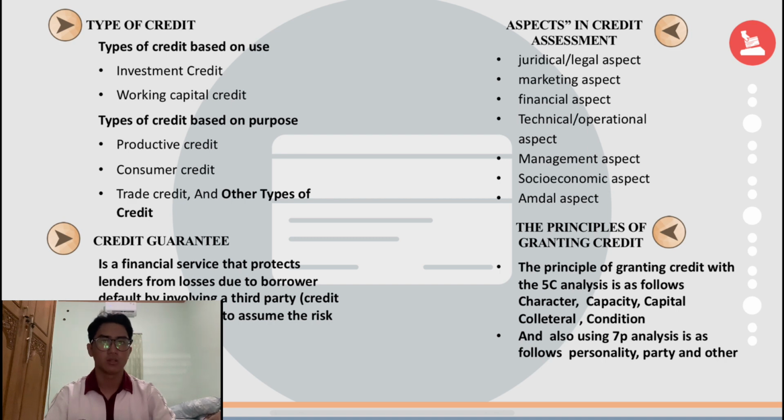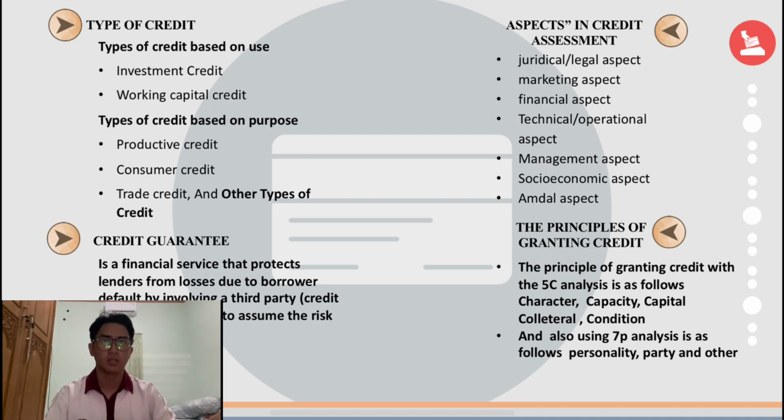First is the juridical or legal aspect, an assessment that aims to determine the legality of permits owned by companies applying for loans. Second, the marketing aspect. The assessment in this aspect is the amount of demand for products produced in the present and in the future. Third is the financial aspect.